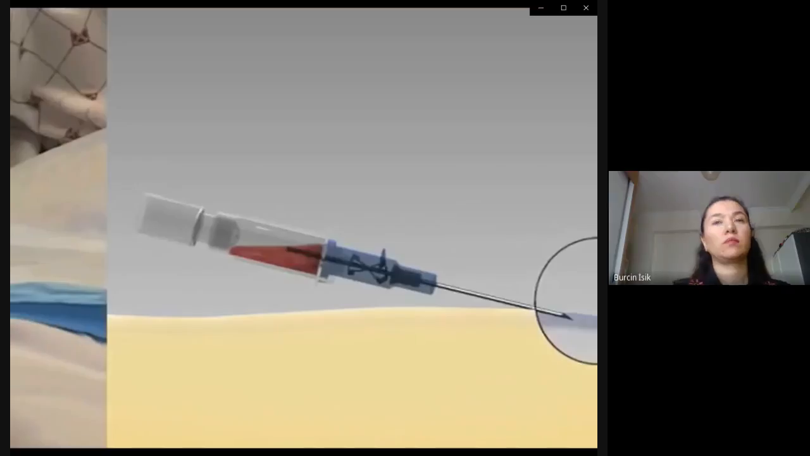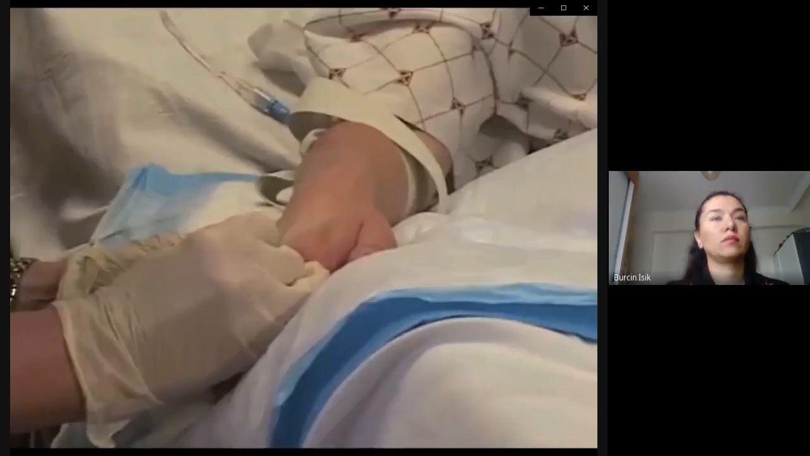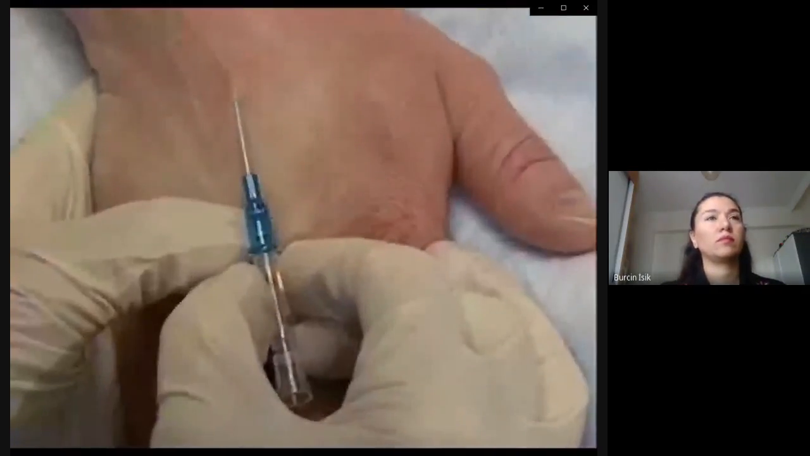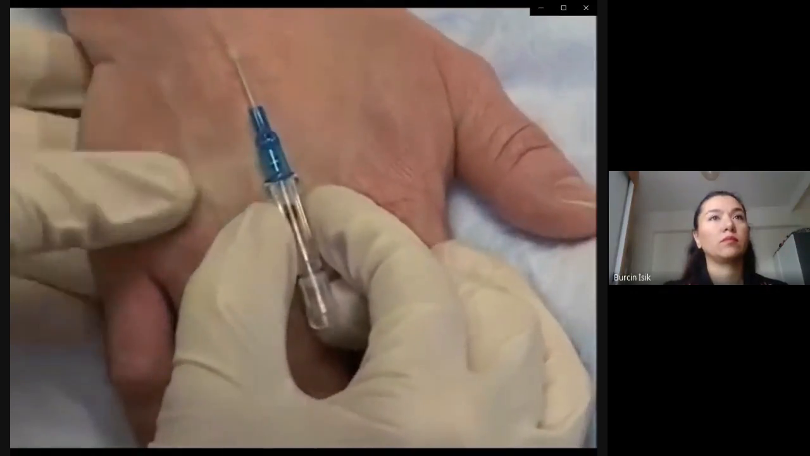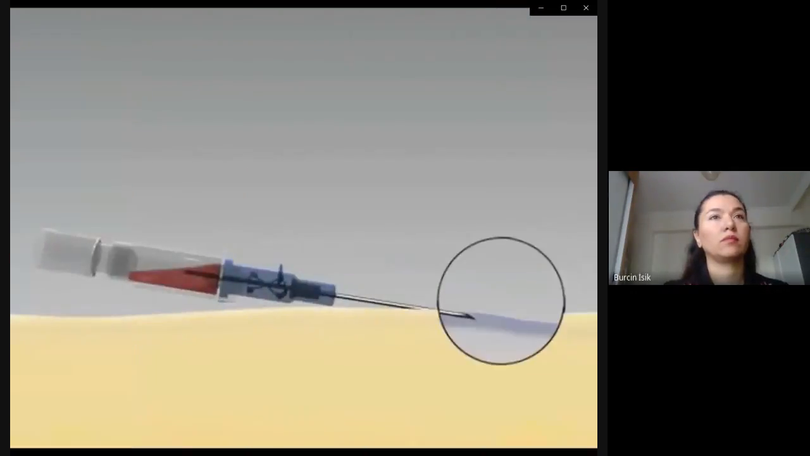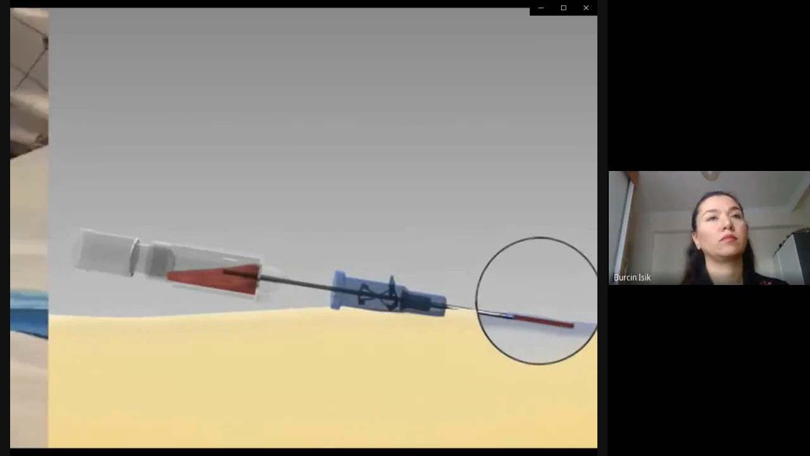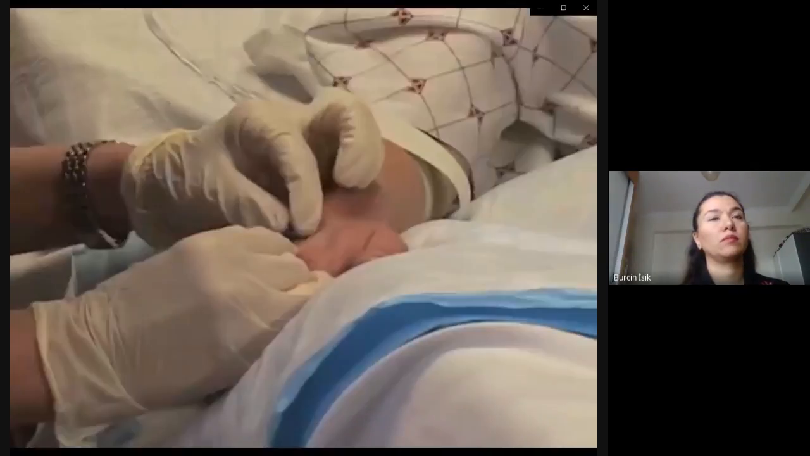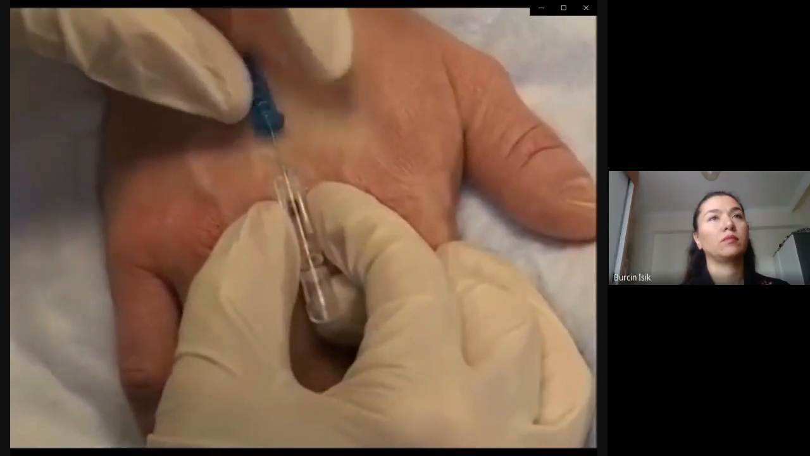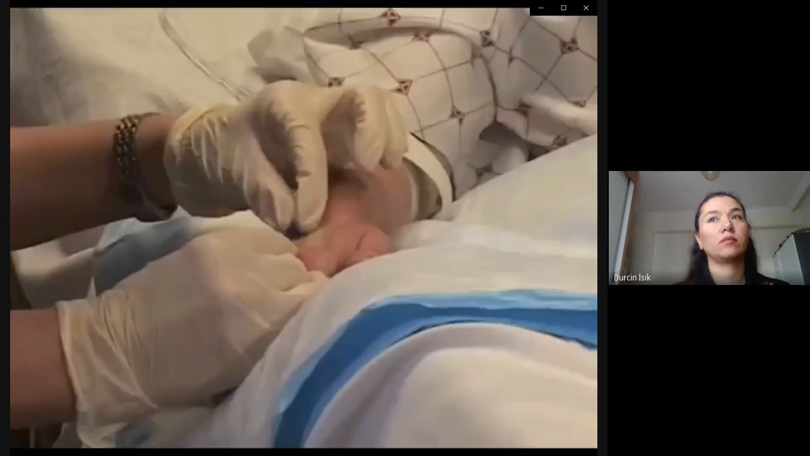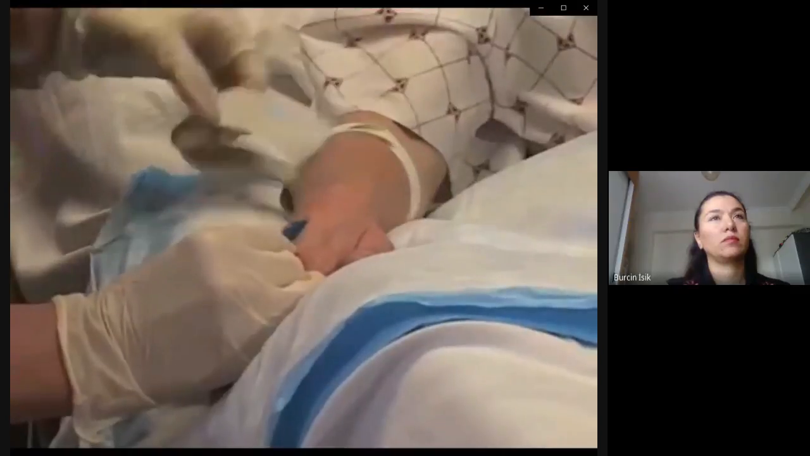After observing blood return in the flashback chamber, the nurse lowers the device parallel to the skin and advances the needle and catheter together 1/8 of an inch into the vein. Then she uses the push-off plate to thread the catheter into the vein. The Introcan Safety push-off plate is located on the middle of the hub to minimize the risk of hub contamination by the nurse's finger. The nurse releases the tourniquet.